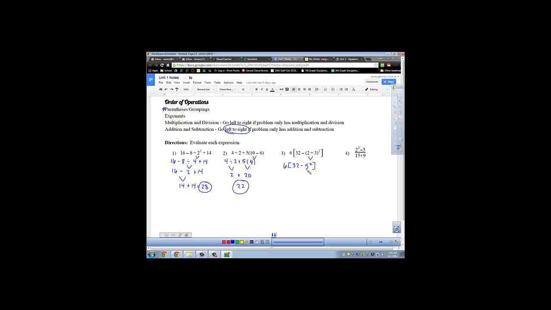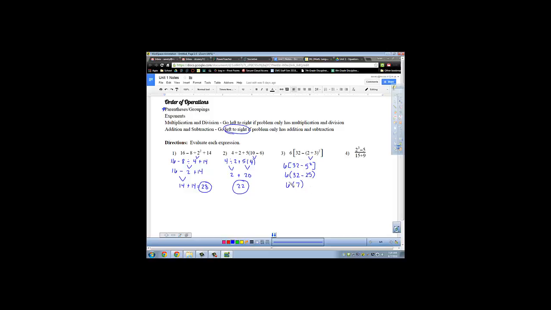Now notice my parenthesis went away, so this next step, I can change these brackets to normal parentheses. Originally these were brackets because it already had normal parentheses in it, so it didn't want to confuse you with just a bunch of parenthesis signs. So now I'm going to change these brackets to normal parentheses since there are no other parentheses. And I'm going to do my exponents. So 5 squared is 25. I still have parentheses, so 32 minus 25 is 7.